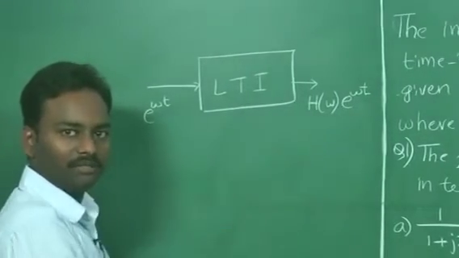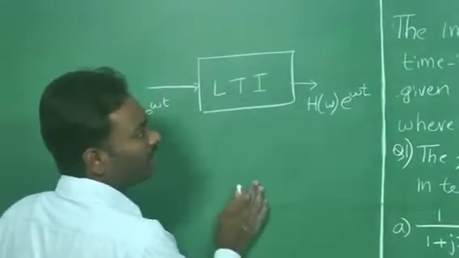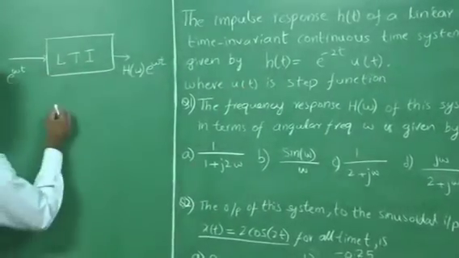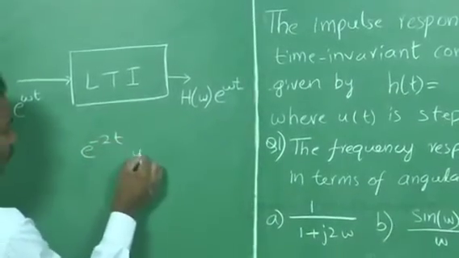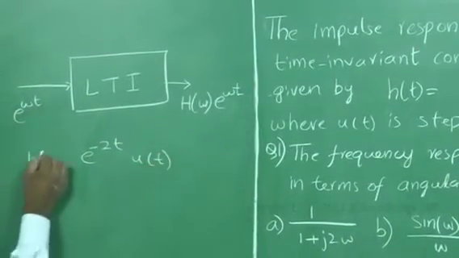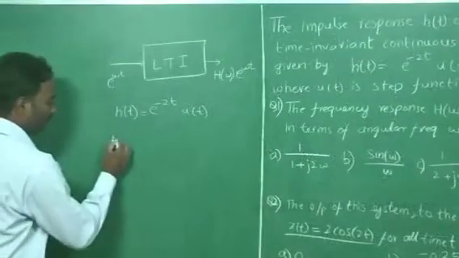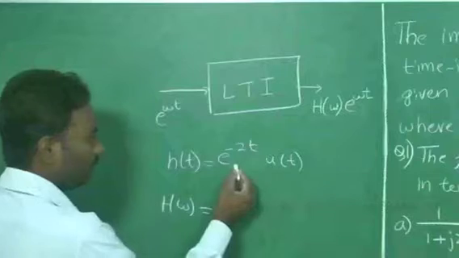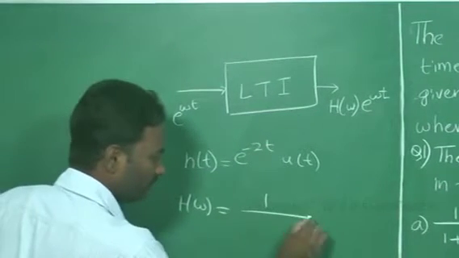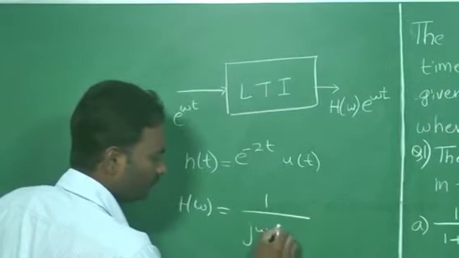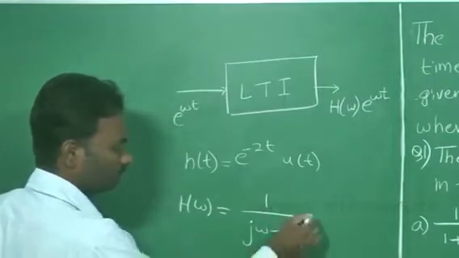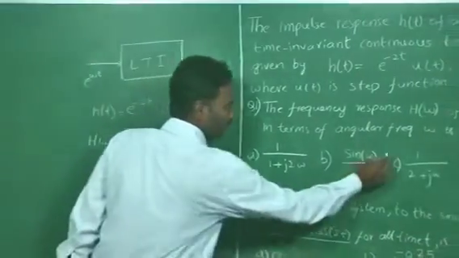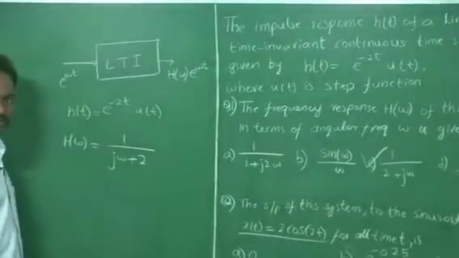the impulse response. It is given that the continuous time system is given by this h of t, that is, the impulse response e power minus 2t into u of t. To find the frequency response, we have to take the Fourier transform. We know that the Fourier transform of e power minus 2t u of t is 1 by j omega plus 2. So from the given options, the right answer will be option C, 1 by 2 plus j omega.